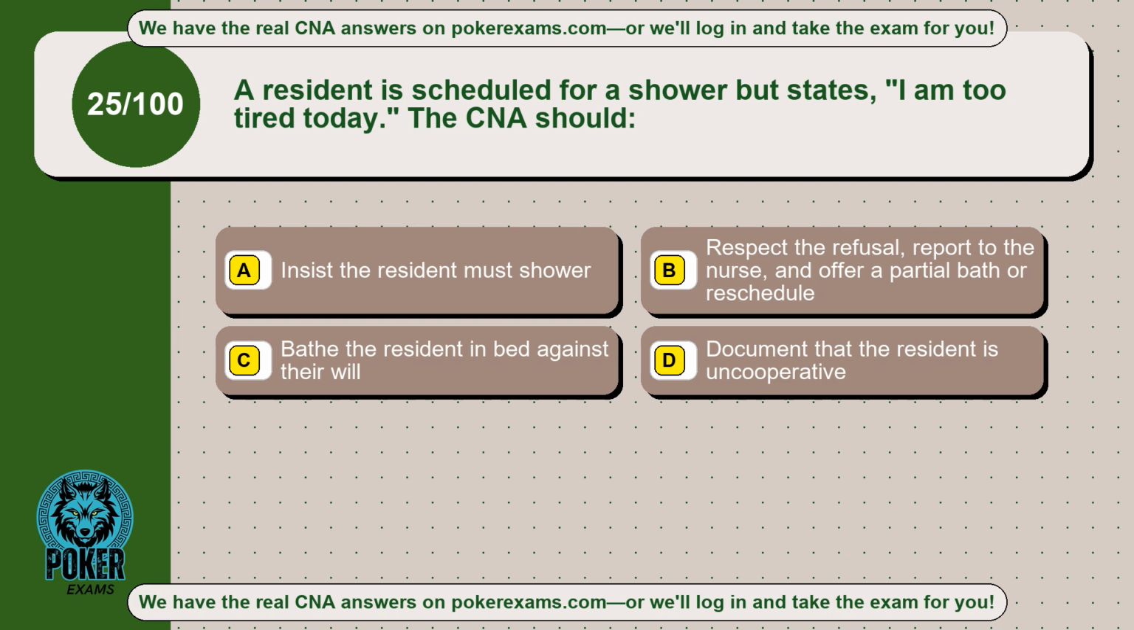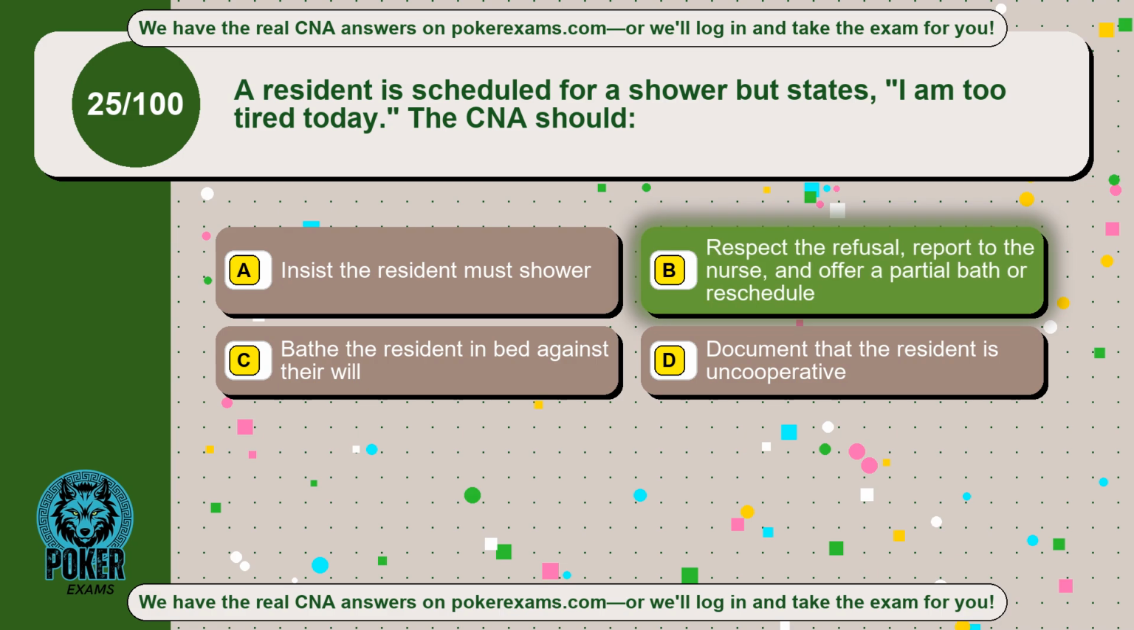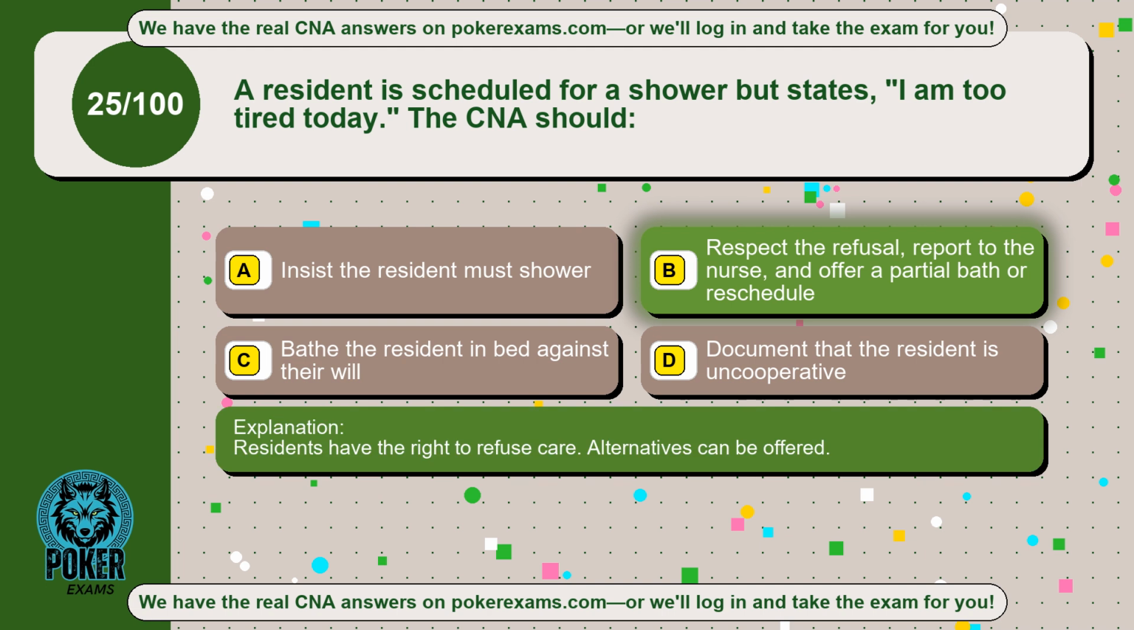Question 25. A resident is scheduled for a shower but states, "I am too tired today." The CNA should: Option A, insist the resident must shower. Option B, respect the refusal, report to the nurse, and offer a partial bath or reschedule. Option C, bathe the resident in bed against their will. Option D, document that the resident is uncooperative. The correct answer is option B. Respect the refusal, report to the nurse, and offer a partial bath or reschedule. Residents have the right to refuse care. Alternatives can be offered.